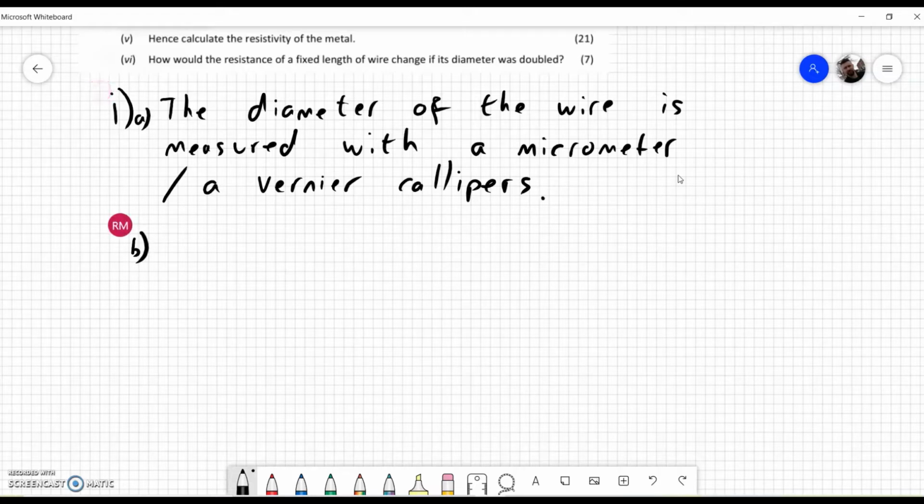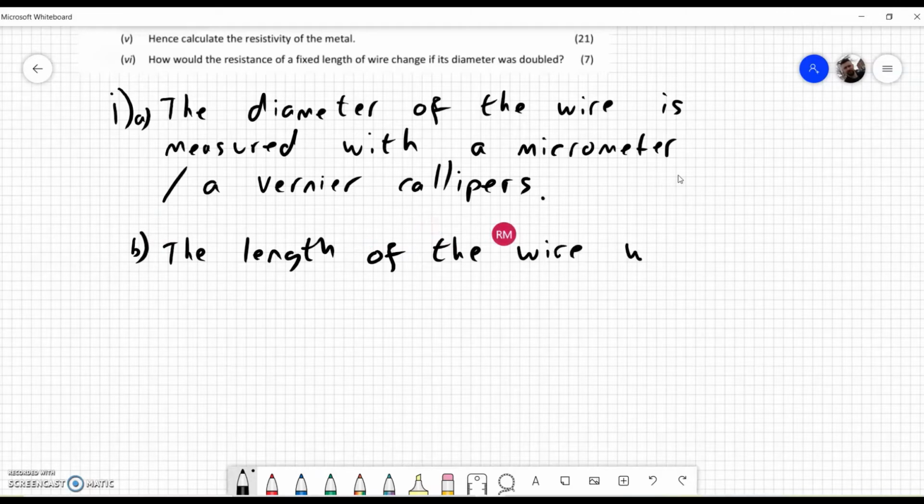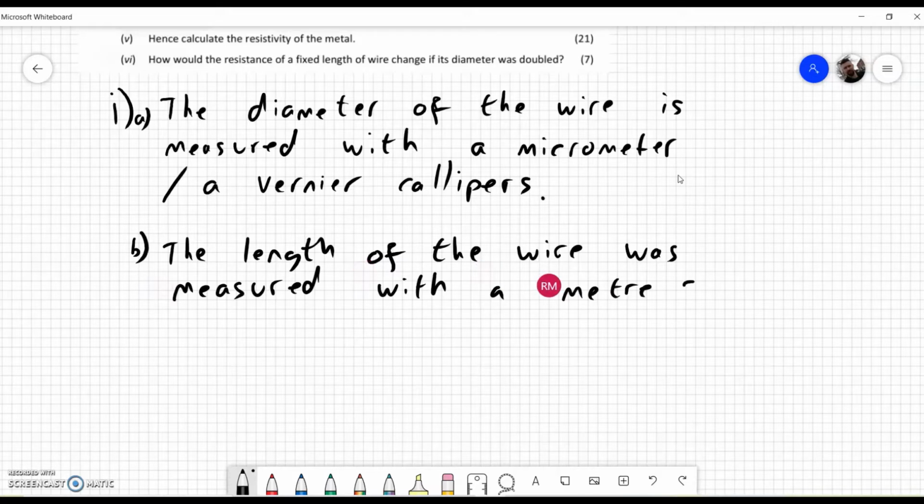For part B, they asked us how do you measure the length of the wire, and simply the length of the wire was measured with a meter stick. There you go. There's your full marks there.